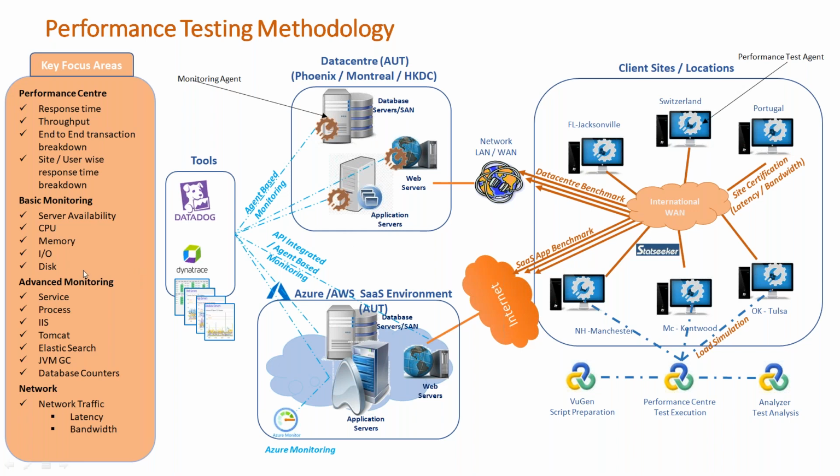Then the basic monitoring that everyone has to put in is availability. The server should remain up, obviously. Then CPU, memory, disk IO, and disk utilization. These are the basic things that need to be put in, and these statistics have to be shared when you're sharing the results. So these are very important. We can also do advanced monitoring of the services. Again, this comes into the picture when we are seeing any issues. So services, processes, IIS, Tomcat, Elasticsearch, JVM, GC, and garbage collection. You can put some database counters as well, depending upon the kind of test you're running.